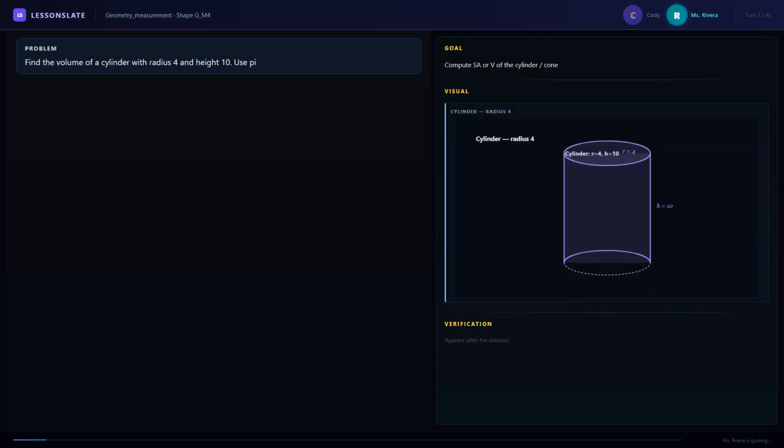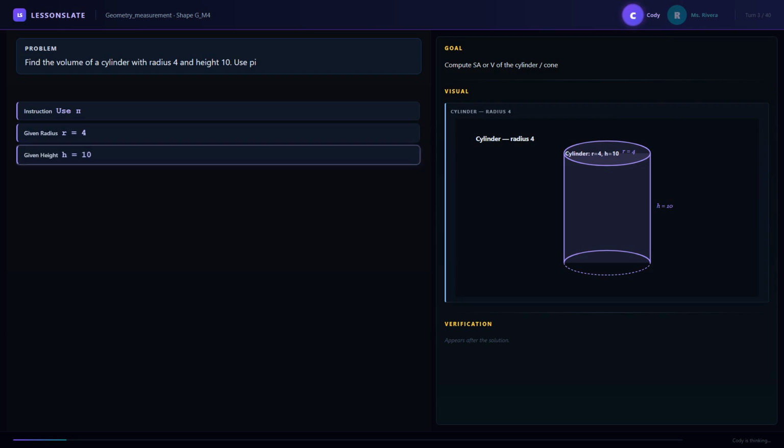I can see why the use pi instruction might make you pause, Cody, since it points to leaving our answer exact instead of approximating. Let's start by breaking down the problem. What specific measurements has the problem given us? Okay, so the problem tells us the radius is 4 and the height is 10. And it also explicitly says to use pi, which I guess means not plugging in 3.14 for it.